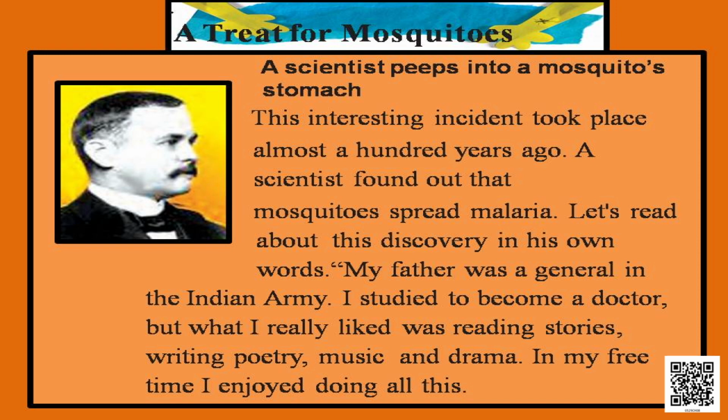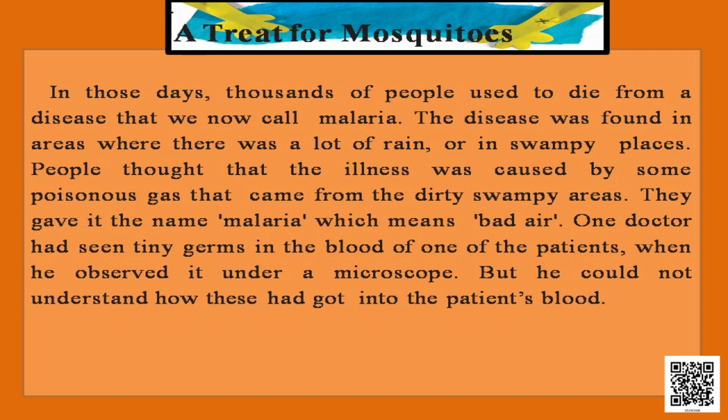So the father of the scientist was a general in the Indian Army. But the scientist became a doctor, and he had many different interests like reading stories, writing poems, music and drama. So whenever he got free time, he enjoyed involving himself in these activities. In those days, thousands of people used to die from a disease that we now call malaria. The disease was found in areas where there was a lot of rain or in swampy places.